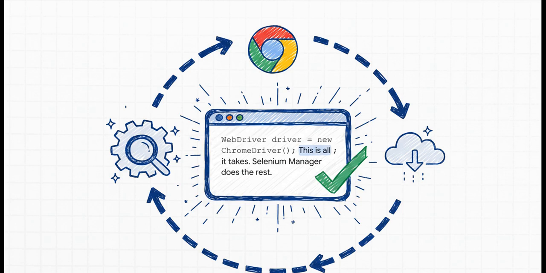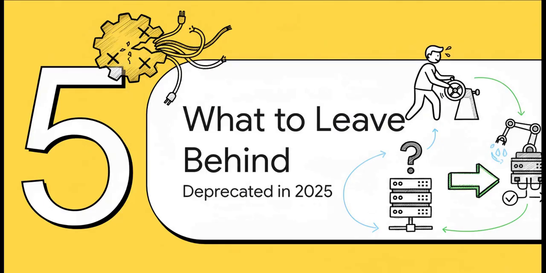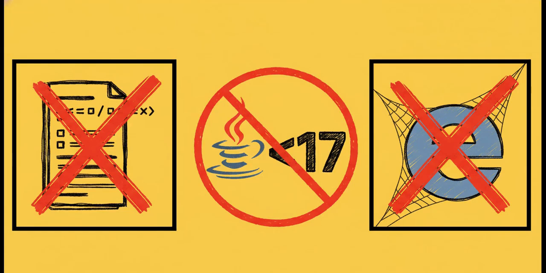It just works. So now that we know the new, streamlined way of doing things, it's actually just as important to know what old habits and practices we need to consciously leave in the past. Okay, so as of 2025, you should absolutely stop manually setting driver paths in your code. It's just unnecessary and makes your tests brittle. Also, avoid starting any new projects with Java versions older than 17. And finally, support for the very old Internet Explorer is now considered legacy. It really shouldn't be a focus for modern web testing.